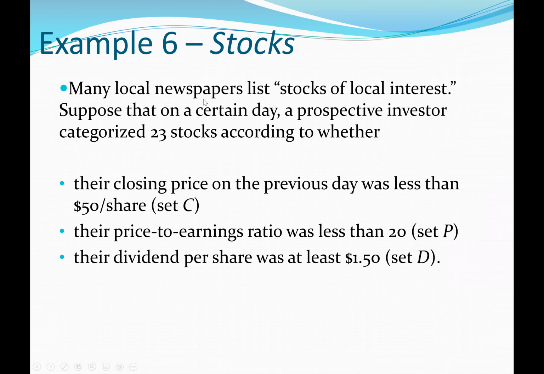Now, here they say many local newspapers list stocks of local interest. Suppose that on a certain day, a prospective investor categorized 23 stocks according to whether their closing price on the previous day was less than $50 per share, which would be set C, then their price to earnings ratio was less than 20, which would be set P, and their dividend per share was at least $1.50. That will be set D.